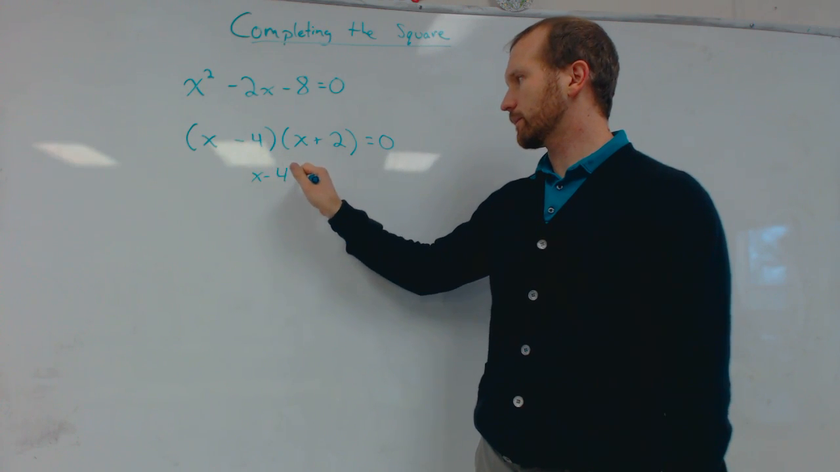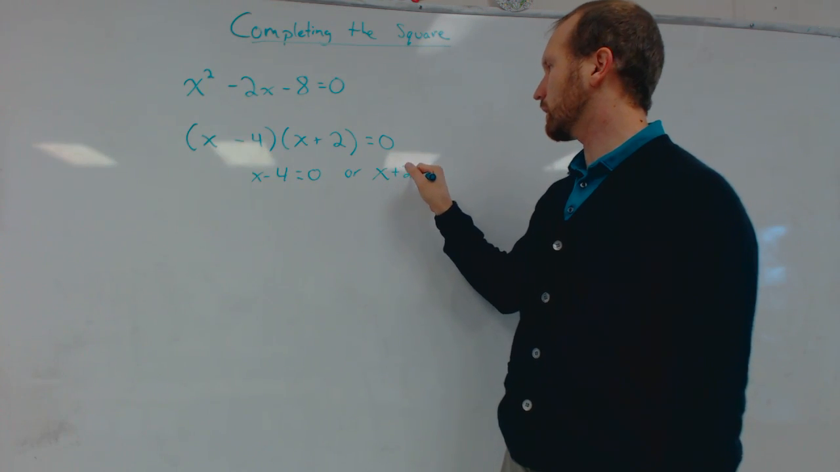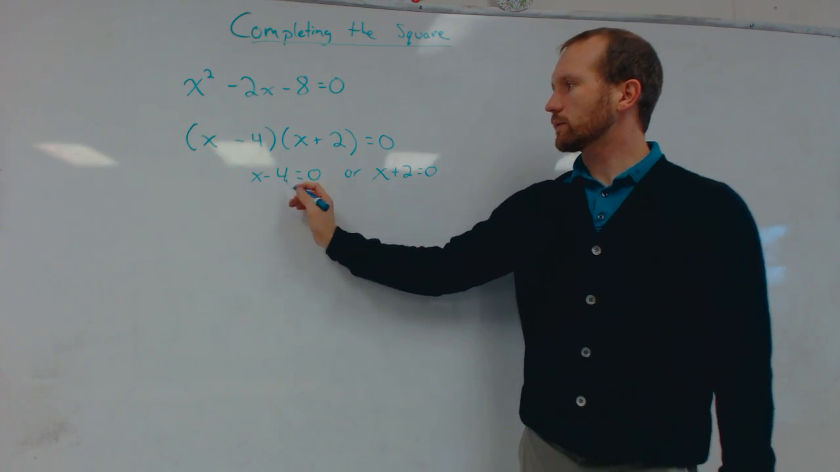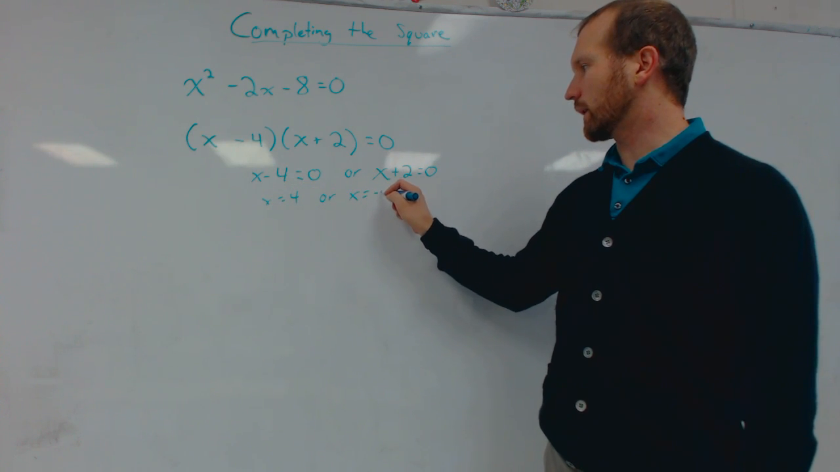Couldn't you also have positive 4 and negative 2? Because 4 minus 2 is... Oh, wait, never mind. Okay. So x equals 4, or x would equal negative 2.